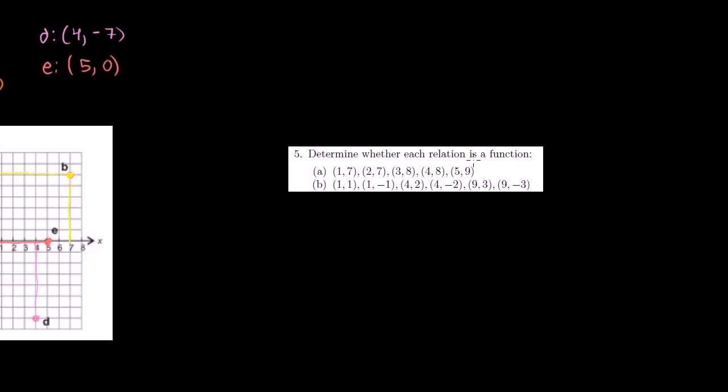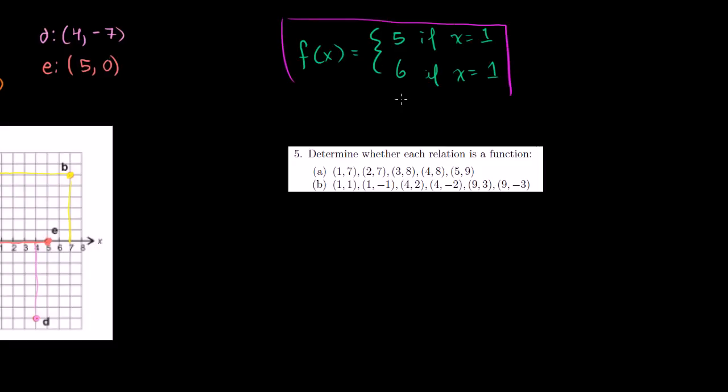Now, this problem 5 here, let me scroll over a little bit. They say determine whether each relation is a function. So here, the trick is to realize that a relation is not a function if they define two values for a given x. Let me give an example here. If I wrote that f of x is equal to 5 if x is equal to 1, or it's equal to 6 if x is equal to 1, this makes no sense.